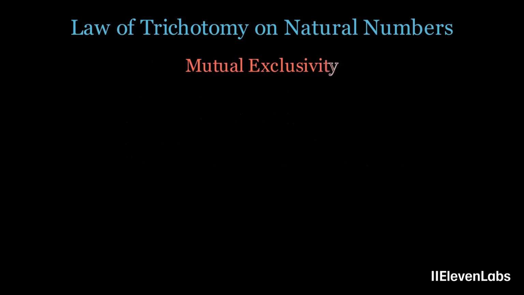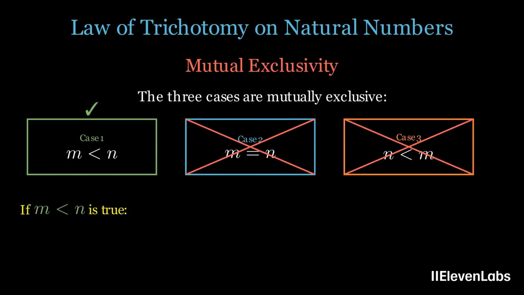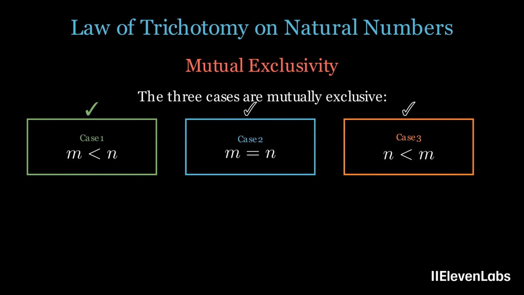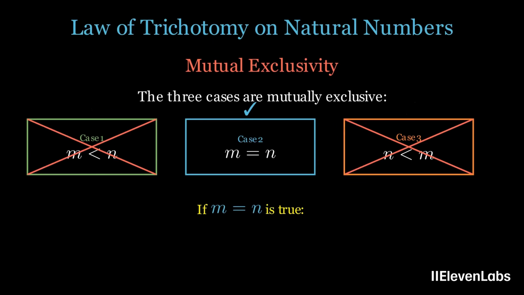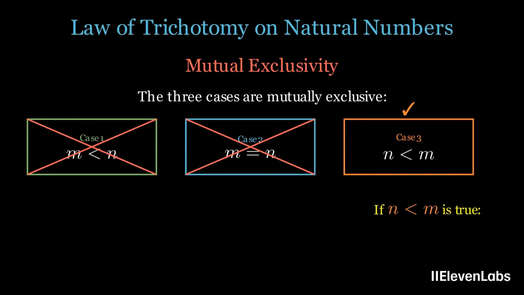Also, when any one possibility is true, the remaining two possibilities are excluded. So, for any pair of natural numbers m and n, exactly one of the three possible order relations is bound to happen. So, we have established the fundamental property of order relation on the set of natural numbers, called the law of trichotomy.